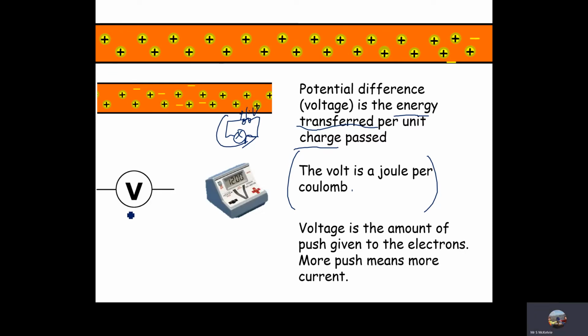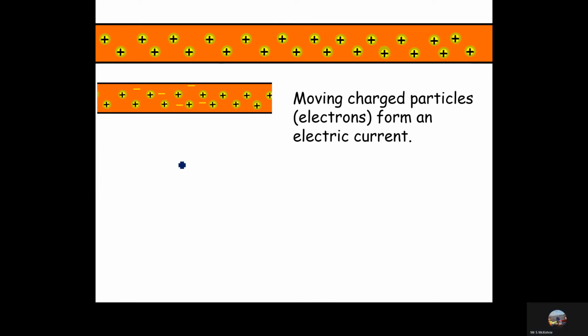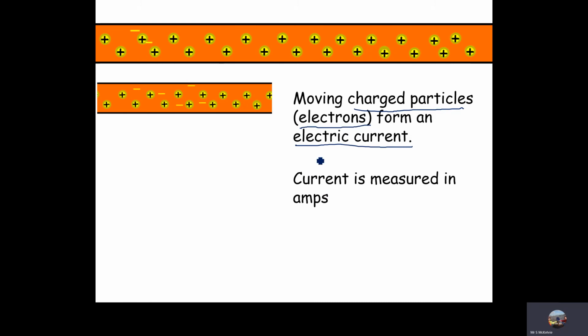We measure voltage using a voltmeter. Quite easy to remember that because voltmeter literally means volt measure. We call it electric current when there is any kind of flow of charged particles, and in electricity we call these electrons. There is an electric current. You can see the electric current in the wire up at the top. We measure current in amps.